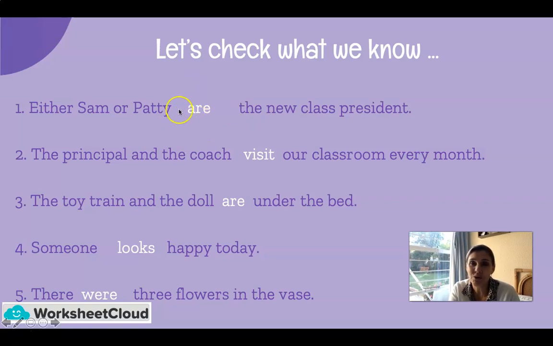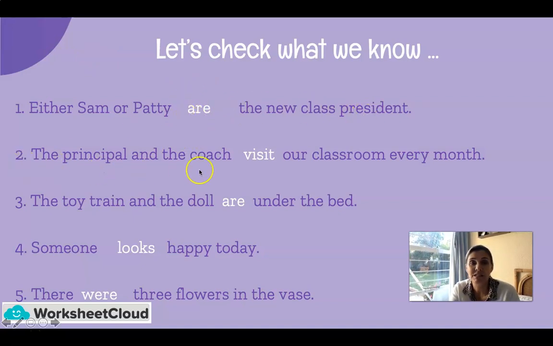It's not the word are, because if you're looking at Sam and Patty together, that would be a compound subject if we used and. But now we're saying one of them, either Sam or Patty. So it's singular, so then you need the S. So it would be either Sam or Patty is the new class president. So it's not the word are.